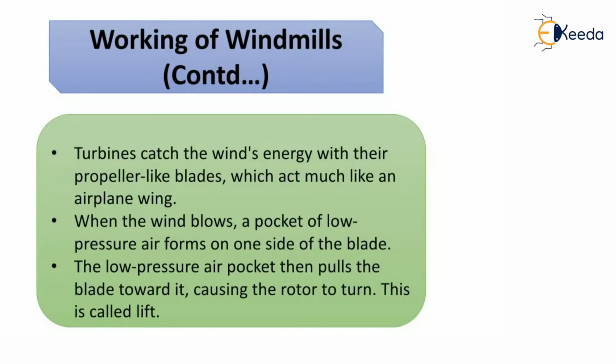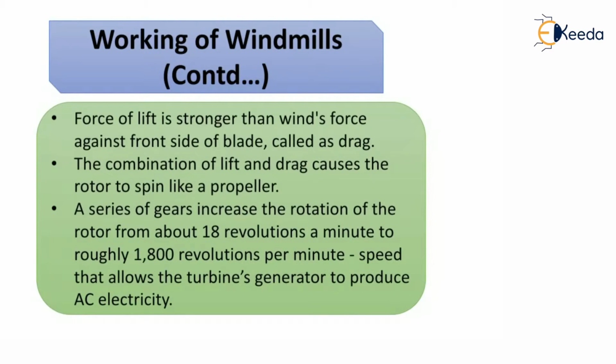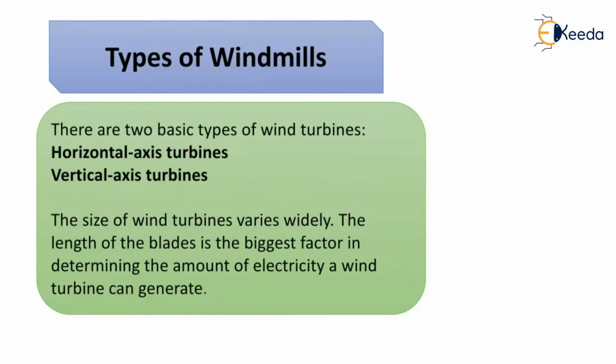When the wind blows, a pocket of low pressure air forms on one side of the blade. The low pressure air pocket then pulls the blade towards it, which is called lift. The force of lift is stronger than the wind's force against the side of the blade, which is called drag. The combination of lift and drag causes the rotor to spin like a propeller. A series of gears increases the rotation of the rotor from about 18 revolutions per minute to roughly 1800 revolutions per minute, and this allows the turbine generator to produce electricity.